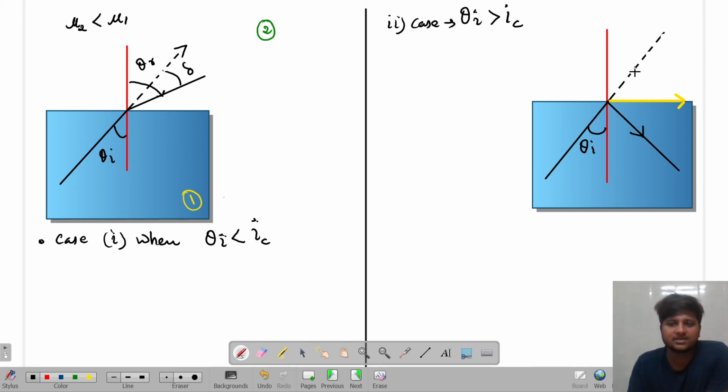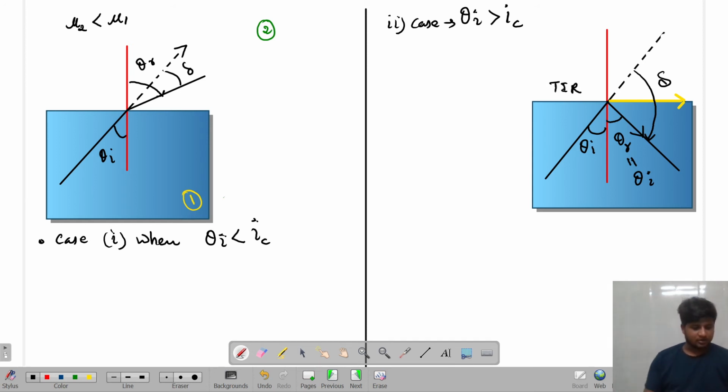Now, you tell me one thing. This angle I am calling the angle of deviation. This angle is your theta R. Now, you know that this reflection angle will also be equal to the incidence angle, theta I, because TIR is happening. Total internal reflection is happening. Got it or not? So based upon this, we will try to devise this formula.